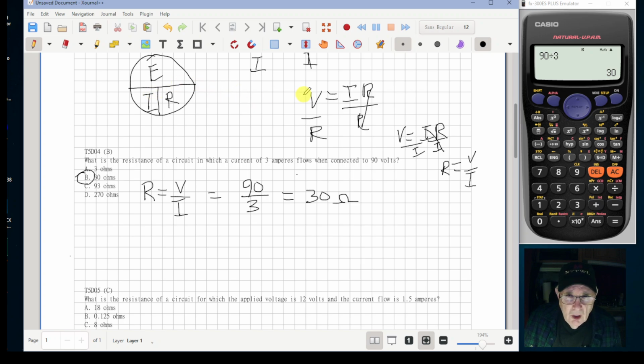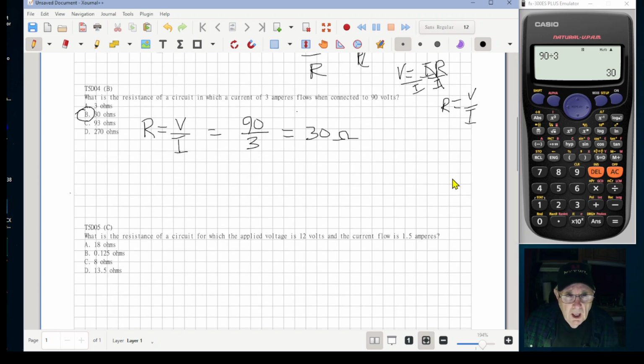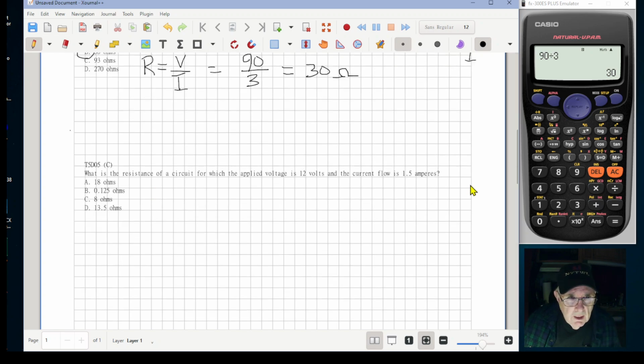Circles can come and go. This is never going to change. All right. And then once you get your formula, plug in the values, do the calculation, get your answer, and find it on the list. If it's not on the list, then maybe you did something wrong. So recheck your arithmetic. All right, let's go down here to the next one.